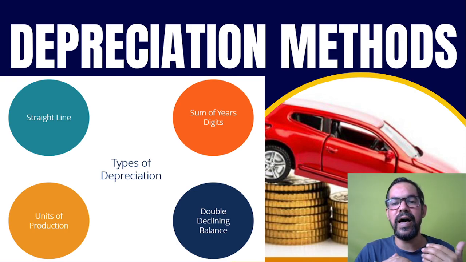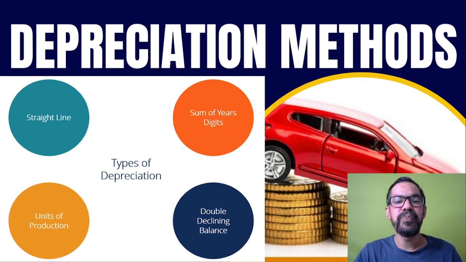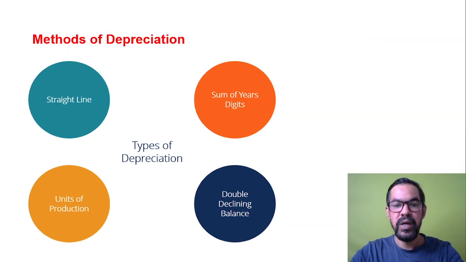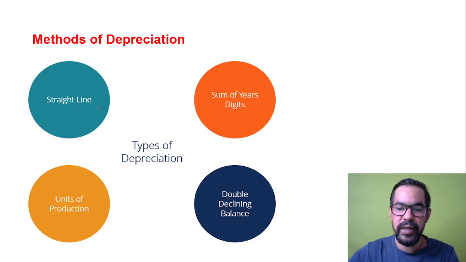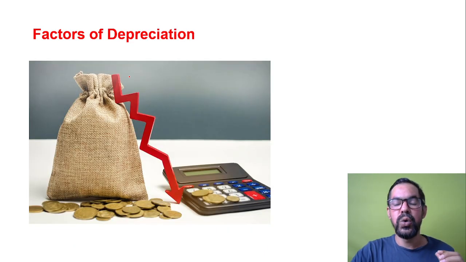As you know, we have a number of methods to calculate depreciation. Here we are going to discuss some important methods with some examples as well. We have the straight line method, sum of years, the unit production method, and the double declining method. We will start with the straight line method. But before coming to it, you need to remember the major factors of depreciation.